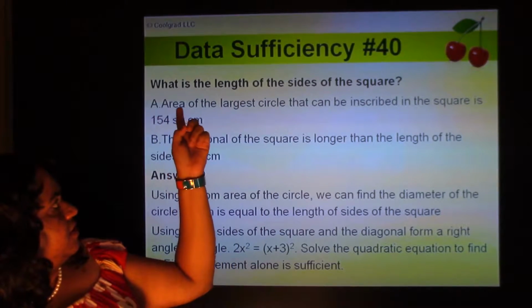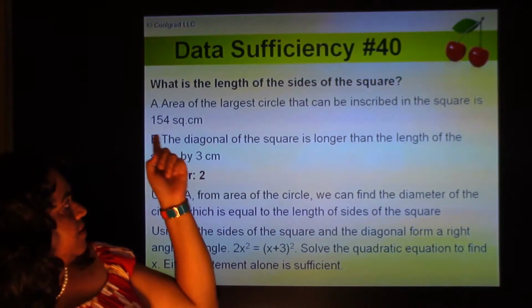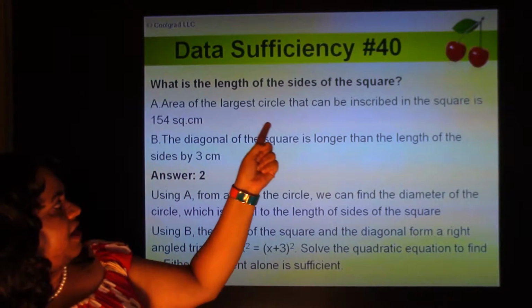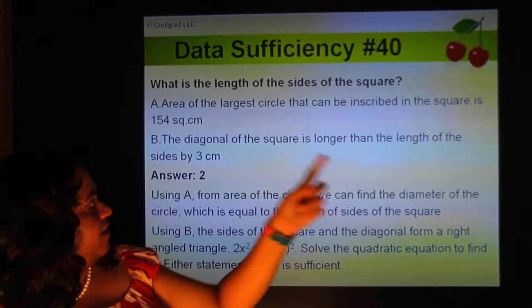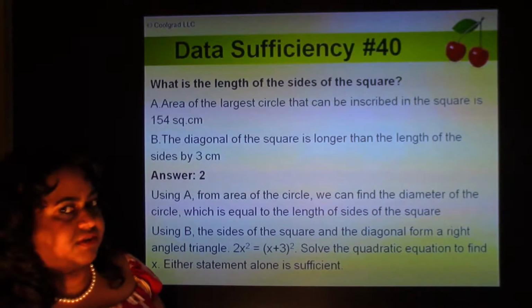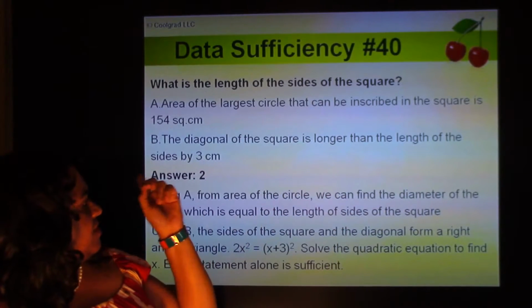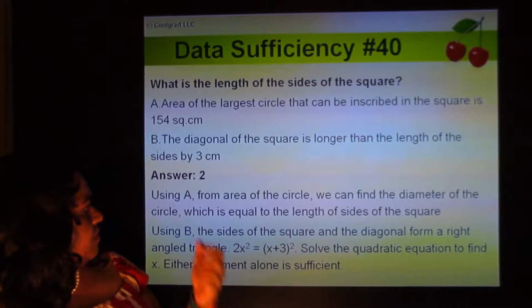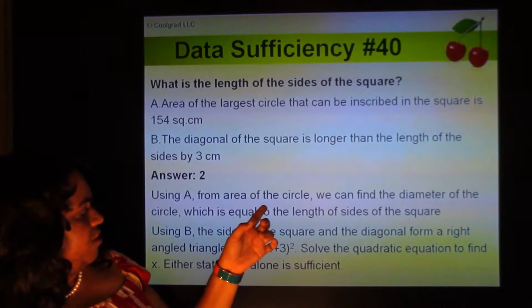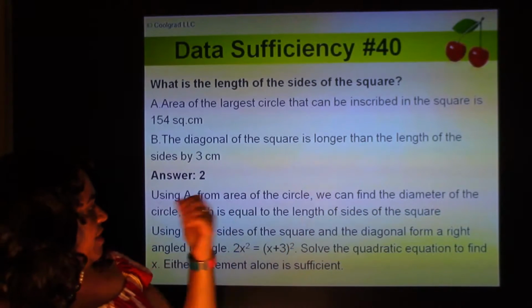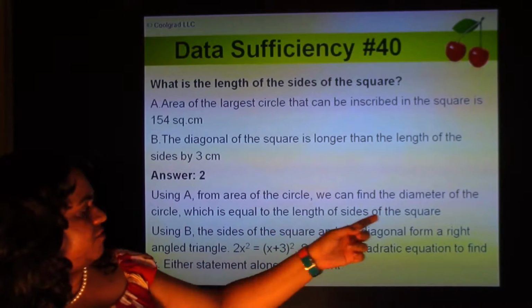Question 40. What is the length of the sides of the square? Statement A. Area of the largest circle that can be inscribed in the square is 154 square centimeters. Statement B. The diagonal of the square is longer than the length of the sides by 3 centimeters. Using statement A alone, from the area of the circle, we can find the diameter of the circle, which is equal to the length of the sides of the square.